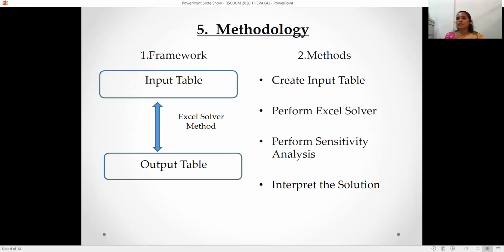The framework of the study is, first, we create the input table with the help of an Excel table. To create this input table, we need three types of information. First, at the source centers, we have to get the information on the available load. We get the information on the available load of water supplies from each site in the water supply center.